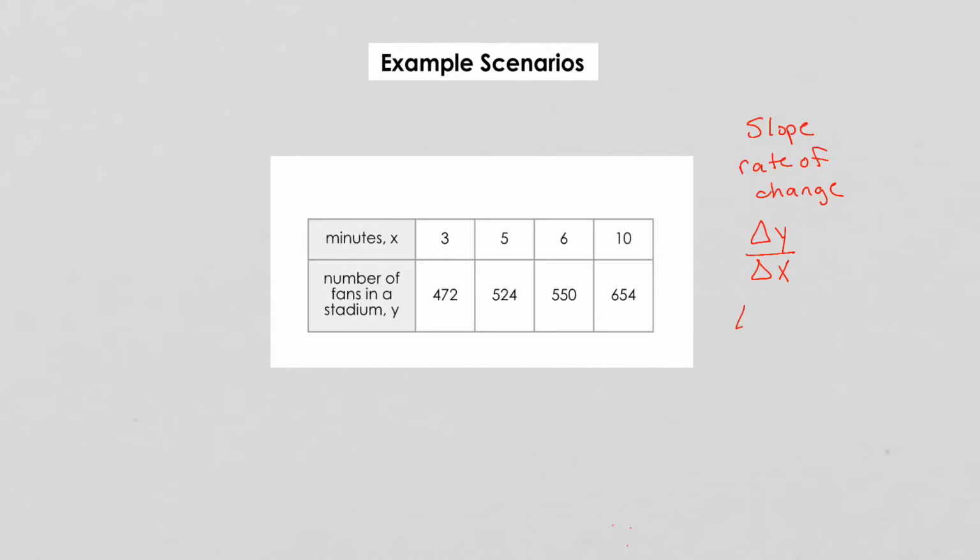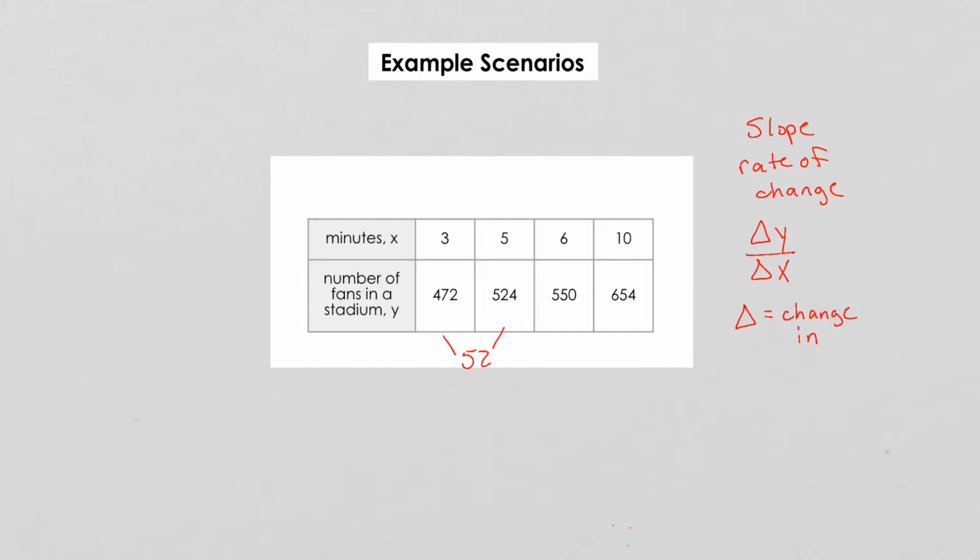That triangle symbol, you'll see it later in mathematics, but it just means change in. It's just a way to write it without having to write out the words, okay? So we've got to figure out what is the change in y over the change in x in this scenario. We have the number of fans in a stadium and then the number of minutes that pass by. So we're filling up a stadium. That's our scenario.